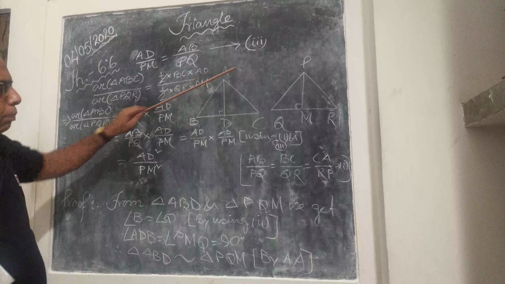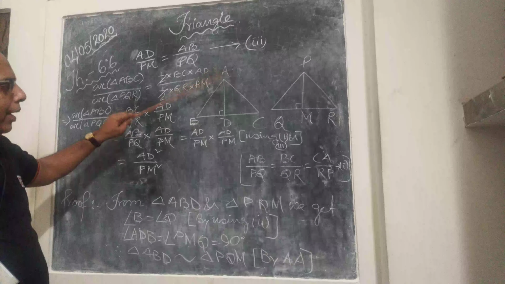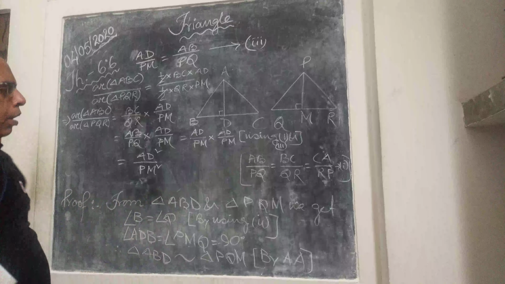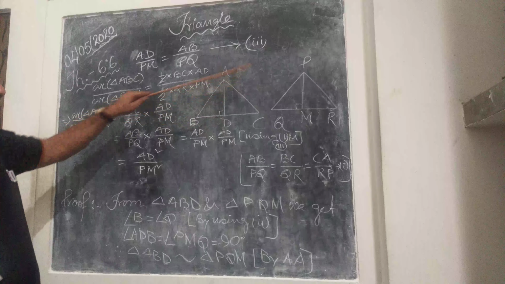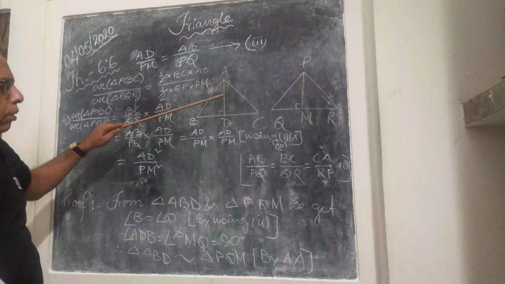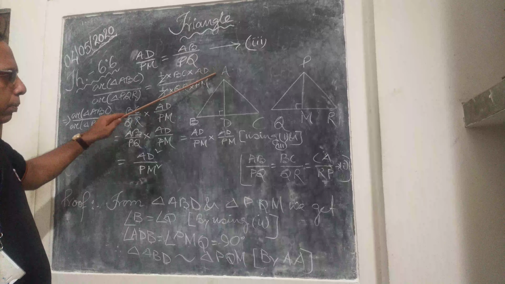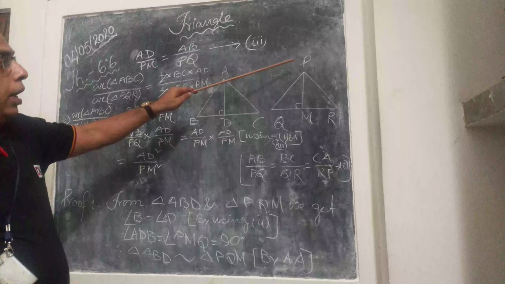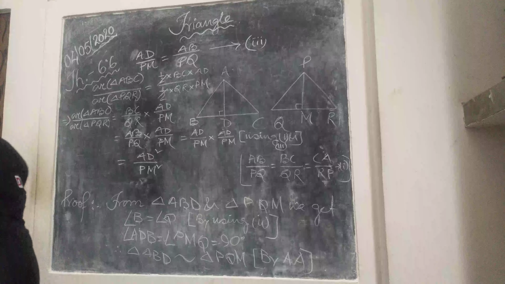Then AB by PQ equals BC by QR equals CA by RP, and angle A equals angle P, angle B equals angle Q, angle C equals angle R. Then from A and P, AD and PM are drawn perpendicular on BC and QR. To prove: ar(triangle ABC) divided by ar(triangle PQR) equals AD square by PM square.